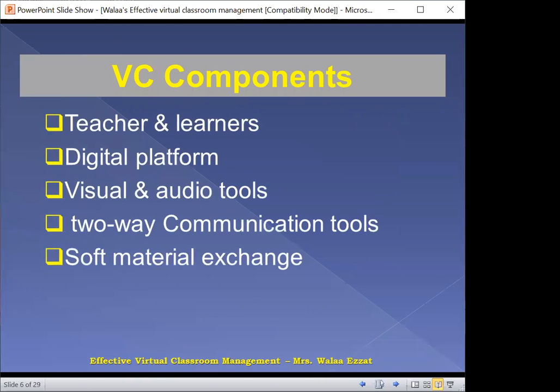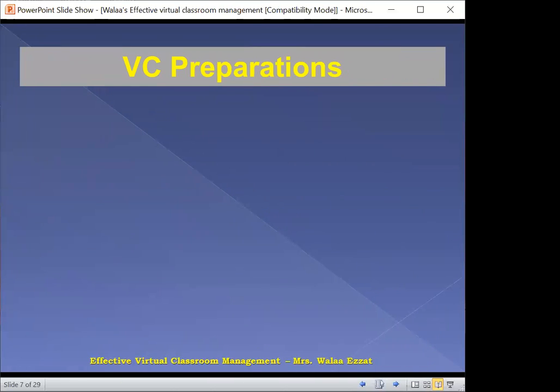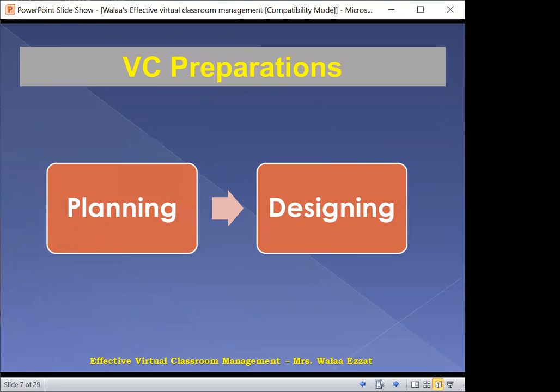As we just said, in detail, we need teachers and learners, and a digital platform. We also need visual and audio tools to share the information with students, two-way communication tools, and finally soft materials, just like what Ms. Hasna said, you need ebooks, because when online, you can't use the regular notebooks and books that the students usually have in school. You need to make sure that you have a PDF copy of all the material that you need. Okay, now when it comes to virtual classroom preparations, they are actually divided into two parts, planning and designing, okay?